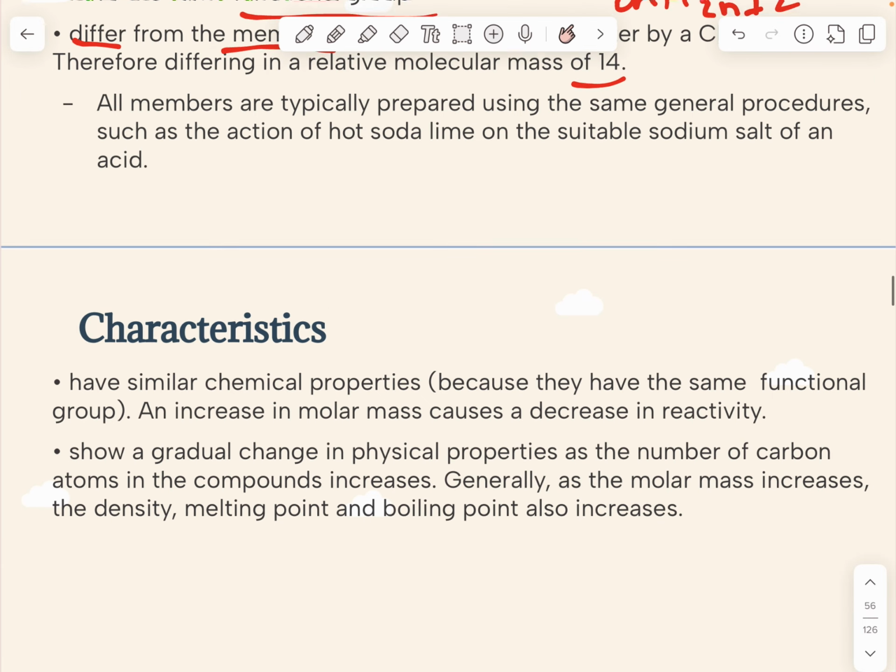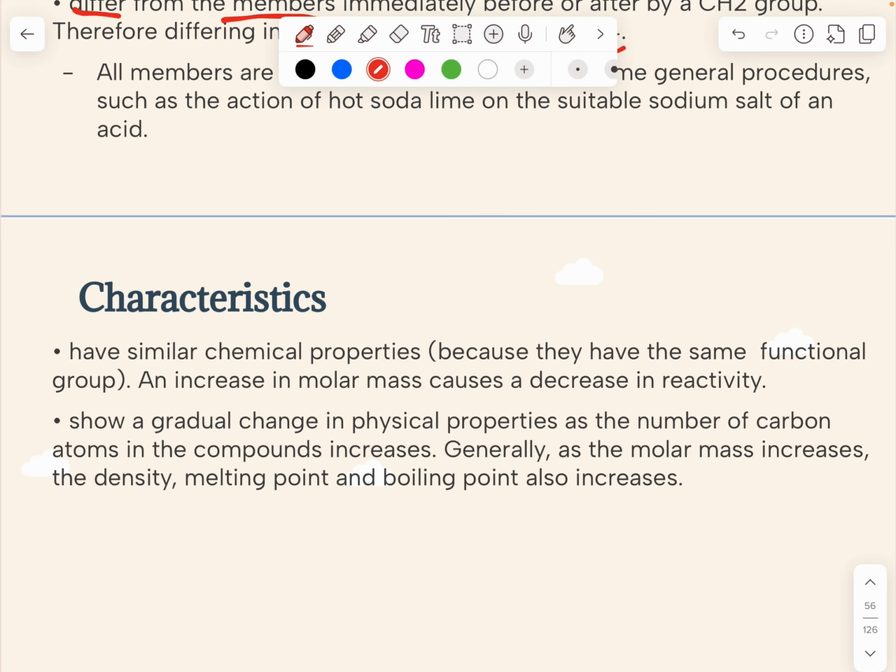Now, another characteristic is that they have similar chemical properties. I love this one. Right, that's a given because they have similar functional groups. An increase in molar mass causes a decrease in reactivity. Look at that. So the higher the molar mass, the lower the reactivity.